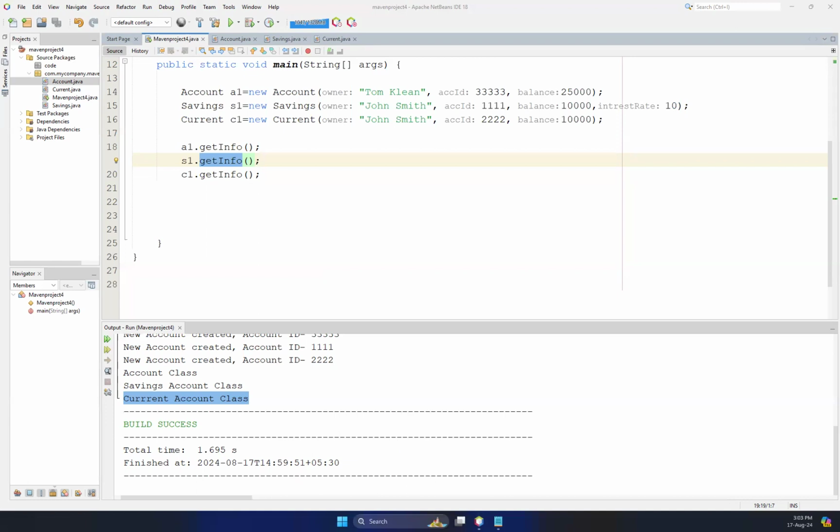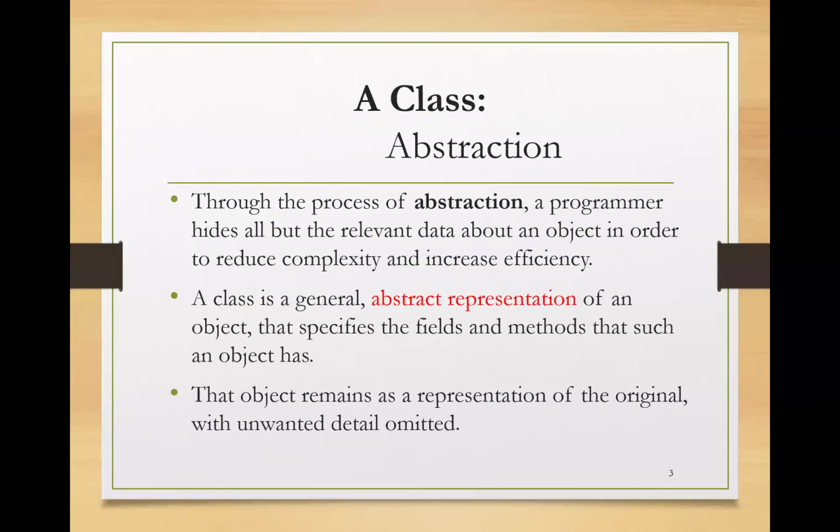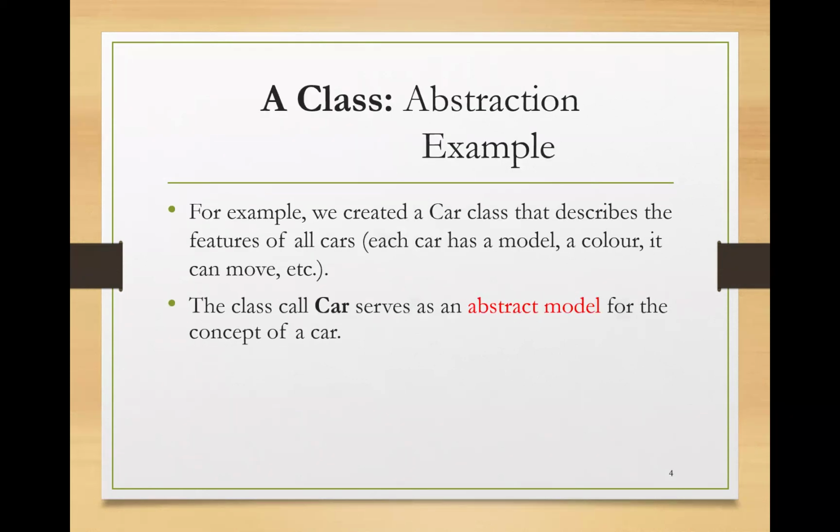Let's quickly go through the content we have done so far. We discussed abstraction. Abstraction is the process of hiding the data but displaying the relevant data, hiding the unnecessary data from the outsiders. Then class is a general representation of an object. The class specifies what fields and methods each object has, but the representation of a class is using an object. Therefore, the object remains a representation of the original, but it does not show what is inside each function, how each function works. That is what you call abstraction.